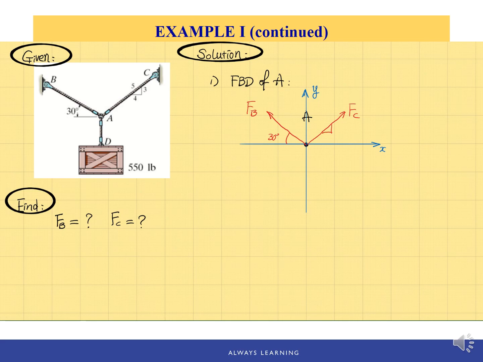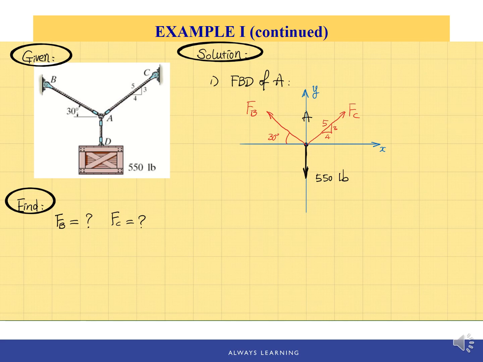And there is a slope triangle. We need to place it on the free body diagram because we need to resolve FC into X and Y components, so we will need this slope triangle. The next one is the weight of this box, which is 550 pound force. And this will be the free body diagram of A.